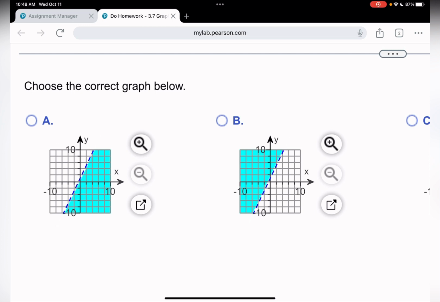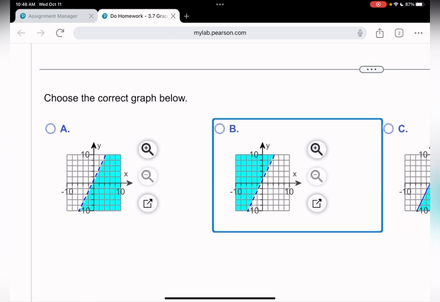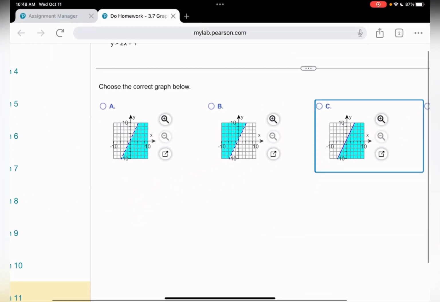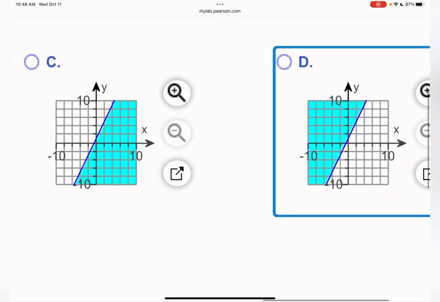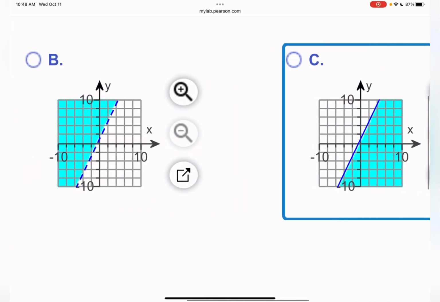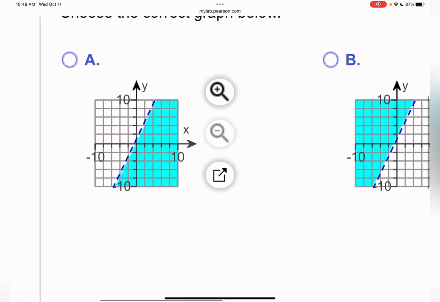So each one of them is going to be 2. So let's see. Look at that, all 4 of them go through 1. But because we don't have an equal sign, I am dropping D and C. So it's going to be between A and B. Correct?